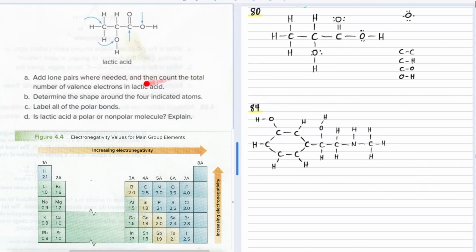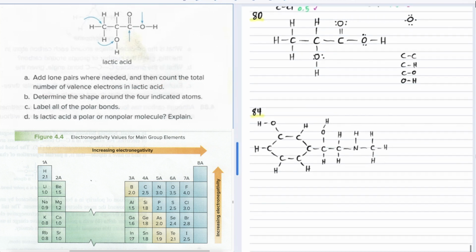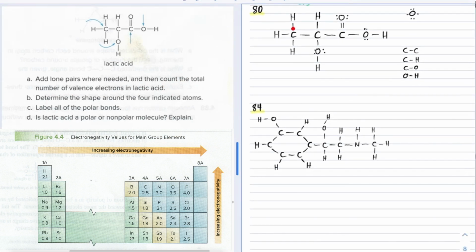And the second part, count the total number of valence electrons in lactic acid. So this is kind of like a big counting. So basically, all of the valence electrons are represented in the Lewis structure when it's finished. So each bond is 2. So 2, 4, 6, 8, 10, 12, the lone pairs as well, 14, 16, and don't forget this one, 18, 20, 22, 24, 26, 28, 30, 32, 34, 36. Hope I did that right.